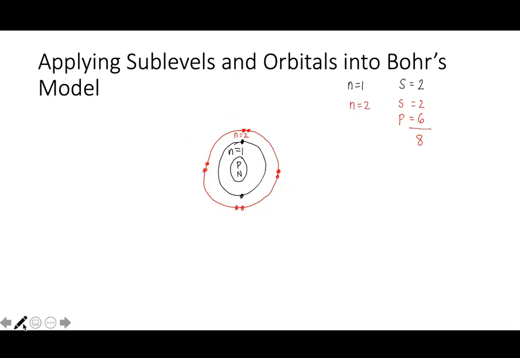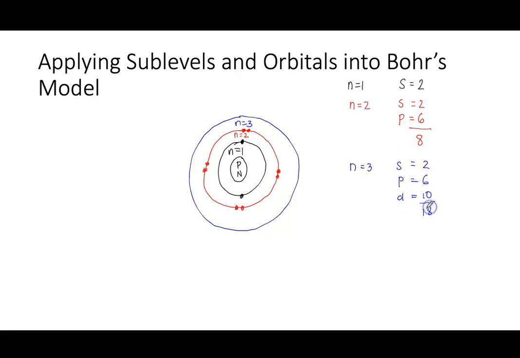Now if we're going to go to number 3, let's use blue on this one. N is equal to 3, which means it has 3 sublevels: S, P, and D. That will be 2, 6, and 10. That gives you 18. So that means I'll have to put 18 electrons here.